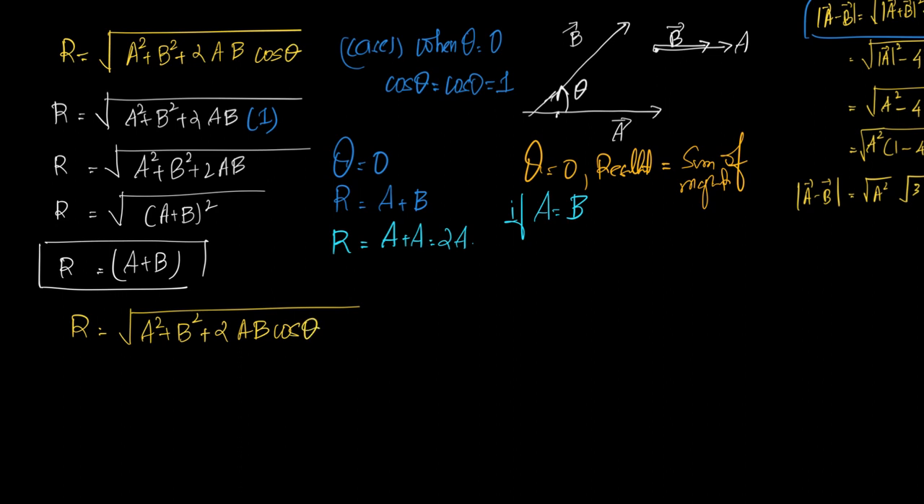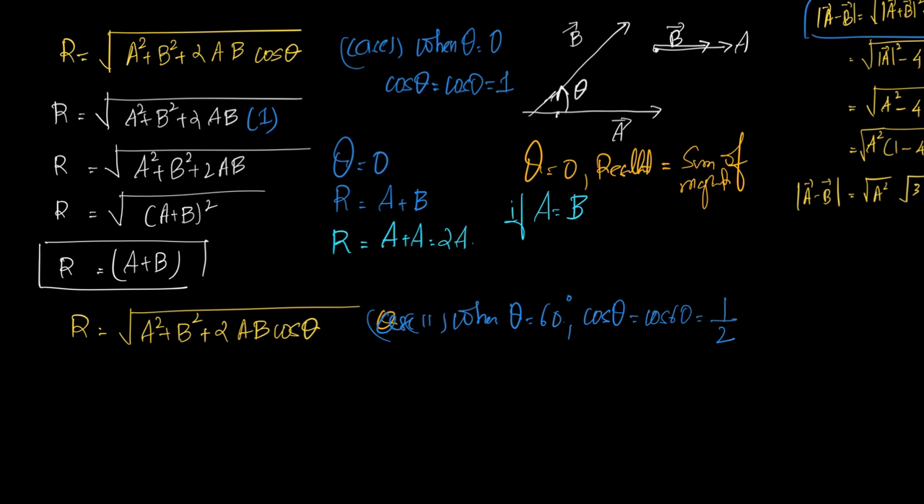And this time let us see case number 2 for angle theta equal to 60 degrees. And what is the value of cos theta? When theta is equal to 60 degrees, cos theta will be equal to cos 60, which is equal to 1 by 2.